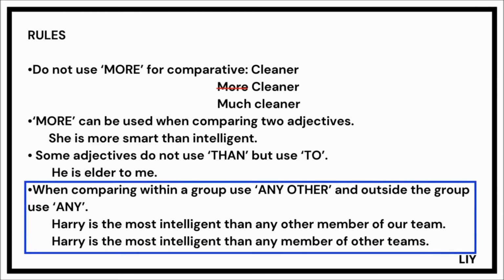And the last rule is about comparisons which happen within a group and comparisons outside the group. An example of such a sentence would be, Harry is the most intelligent than any other member of his team. Here, Harry is being compared to the members of his own team, and therefore we use the expression than any other. When Harry is being compared to members outside the team, you should use any. So the sentence would be, Harry is the most intelligent than any members of the other team.